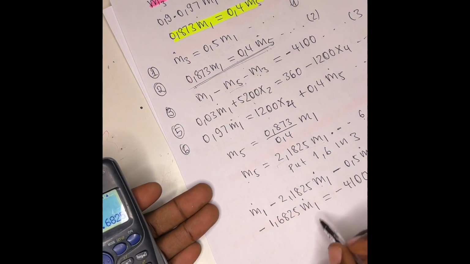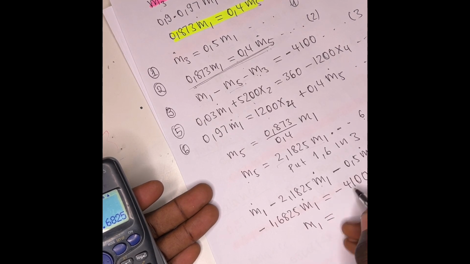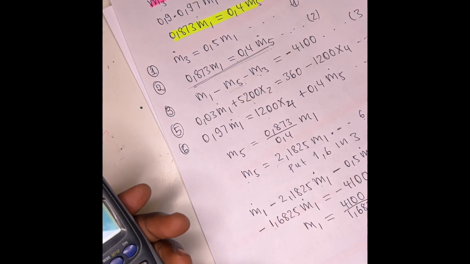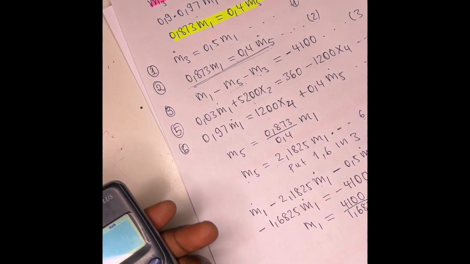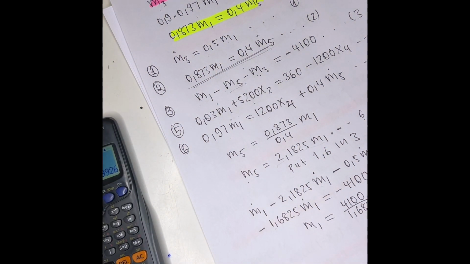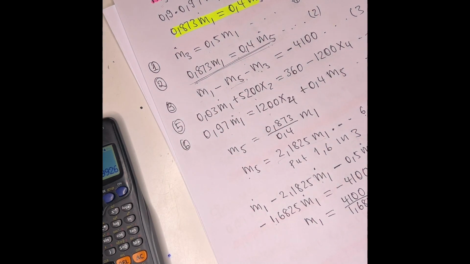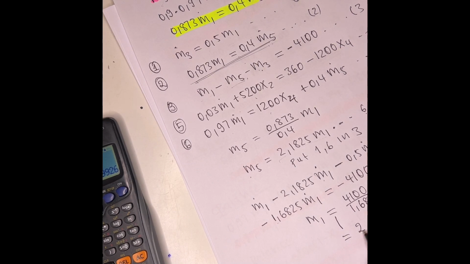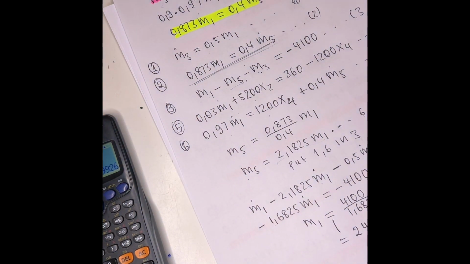Can you see, guys? Now from here you can solve M1. To solve it, you just divide both sides by this number. So we're going to have 4100 divided by 1.6825. By doing that, guys, we're going to find M1, which is a very big number. So you're going to find 2436.8. If you want, you can round off.